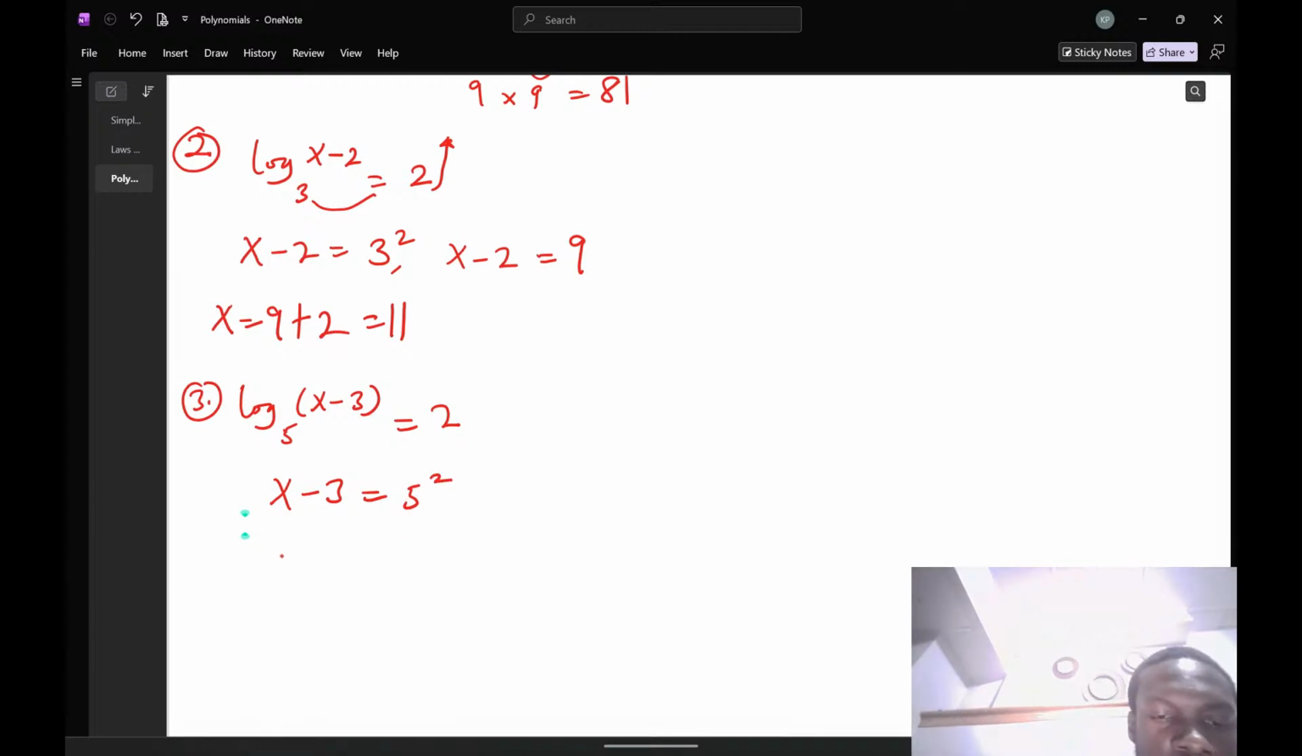Okay. So now that will be x minus 3 is equals to 5 raised to power 2. That will be x minus 3 is equals to 25. So x is equals to 25 plus 3. That will give us 28.